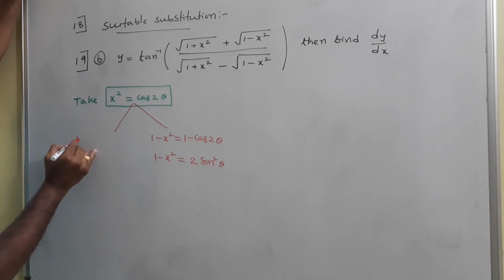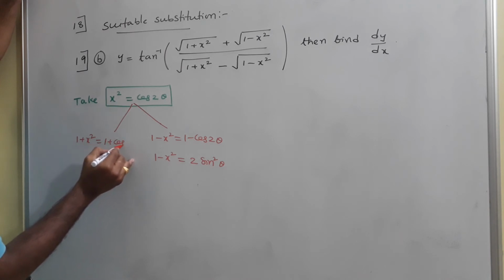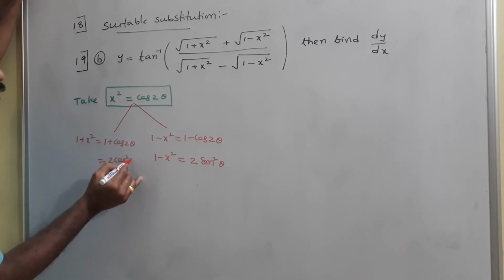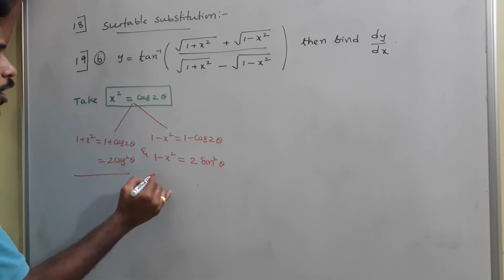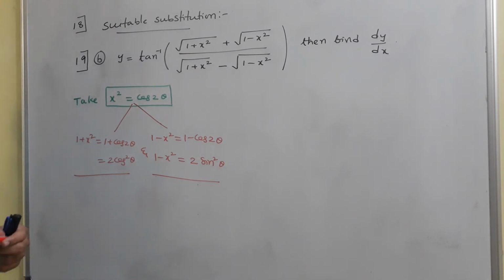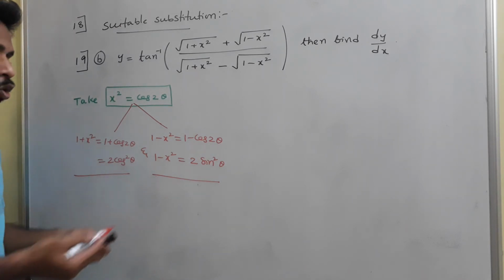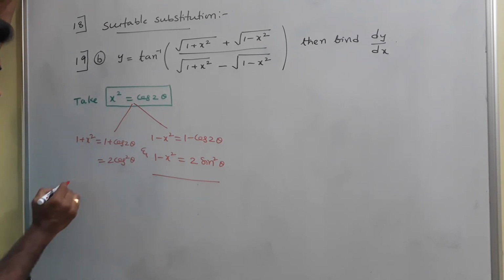In the same way, what do you say about 1 plus x square? 1 plus x square is 1 plus cos 2 theta. Then from trigonometry this is 2 cos square theta. So 1 plus x square is 2 cos square theta, and 1 minus x square is 2 sin square theta. Since square roots are involved, apply the square root. So I will apply the square root for you here.